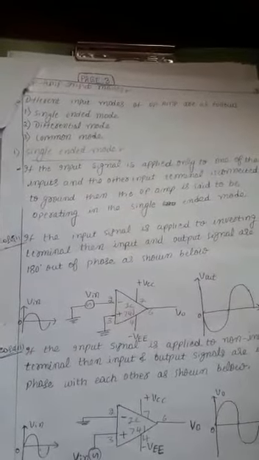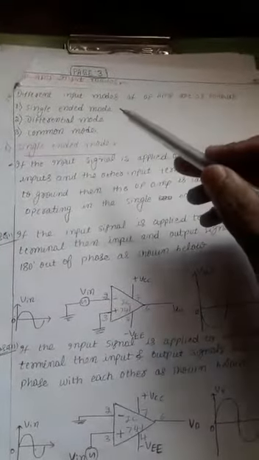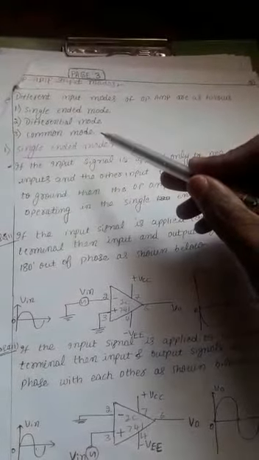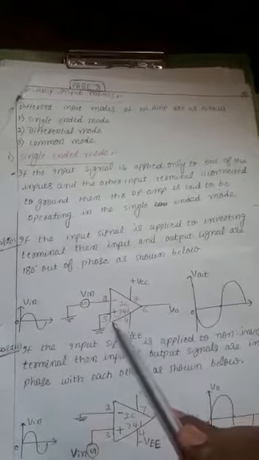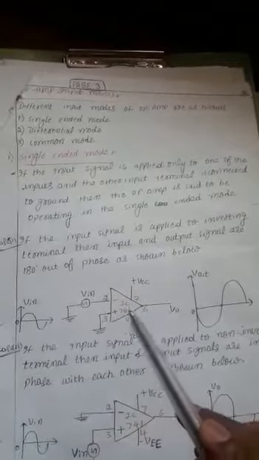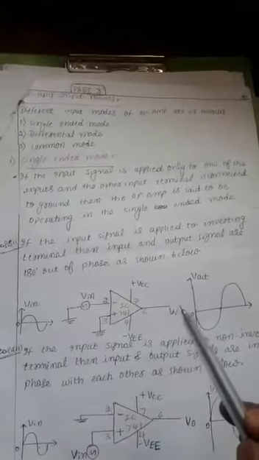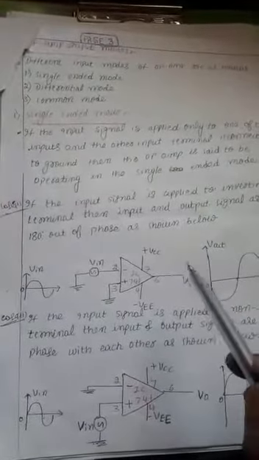So your op-amp input modes can be classified into 3 types: single-ended mode, differential mode and common mode. In the case of single-ended mode, the input signal is applied to any one of the input terminals. Then you will get the output at the pin number 6. So keep it in your mind.